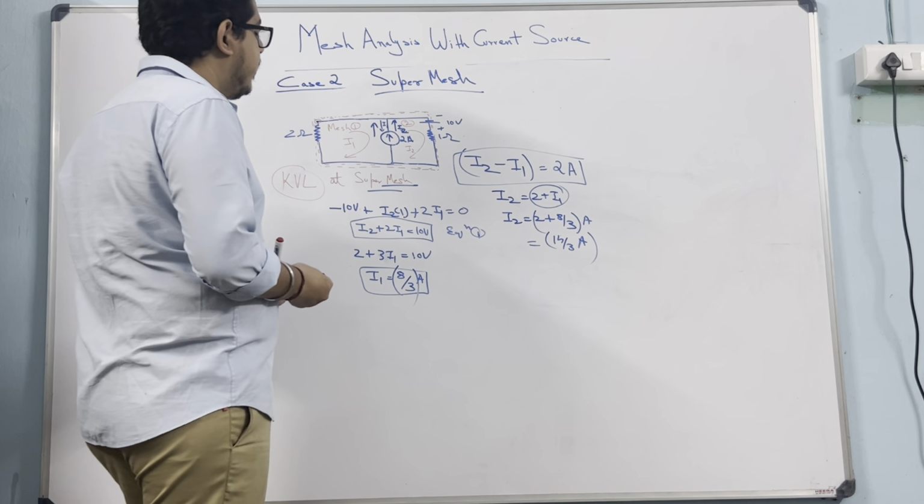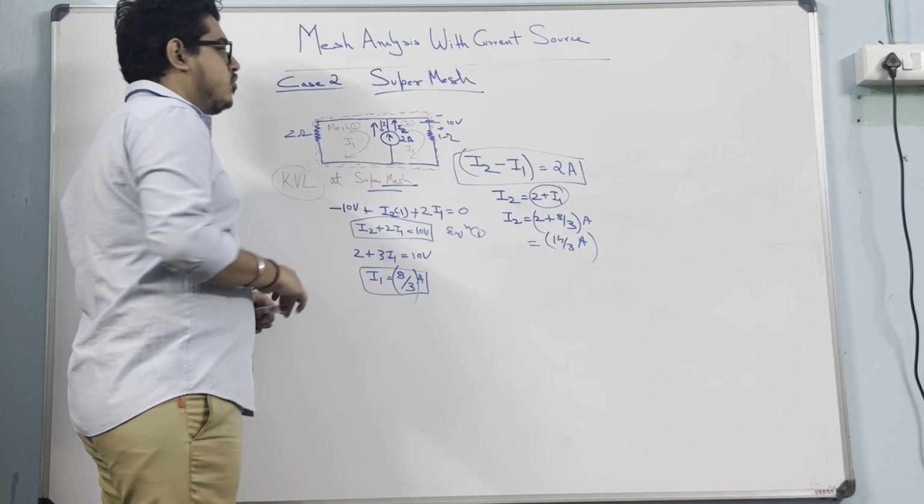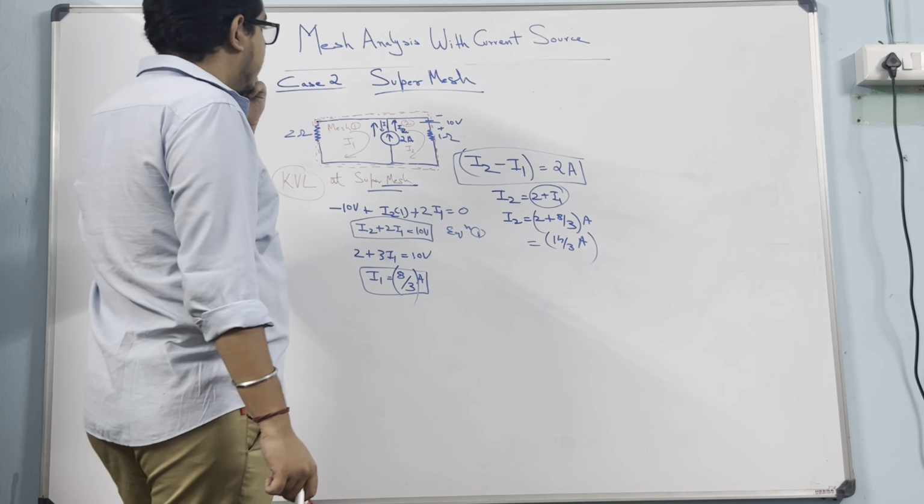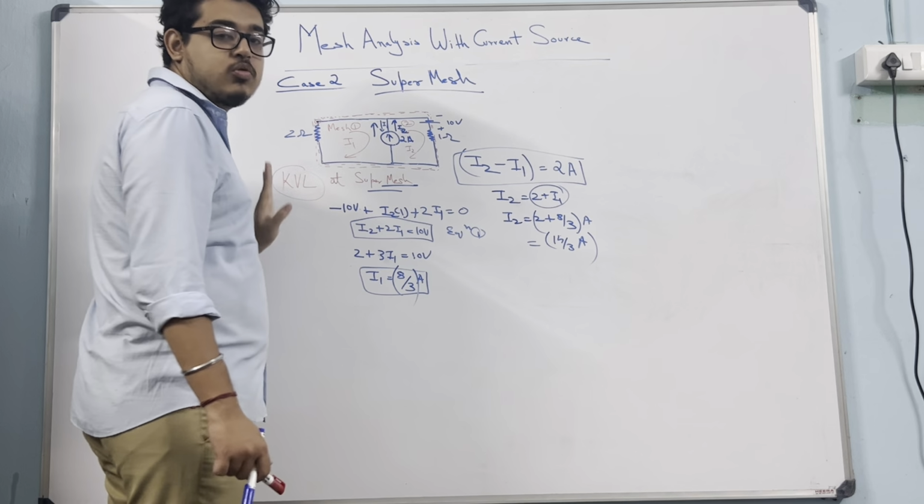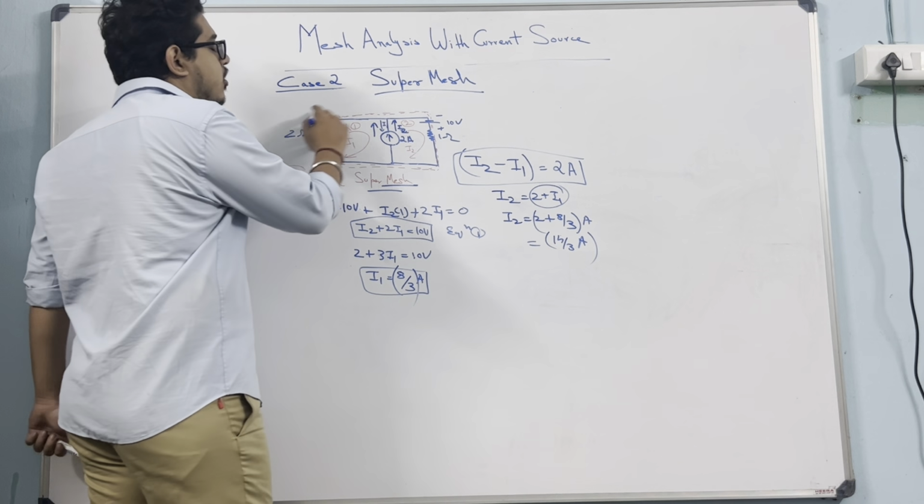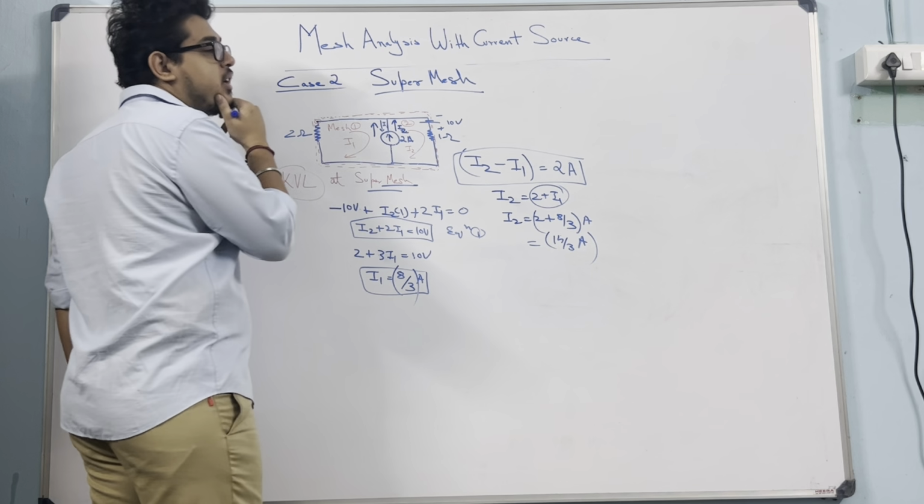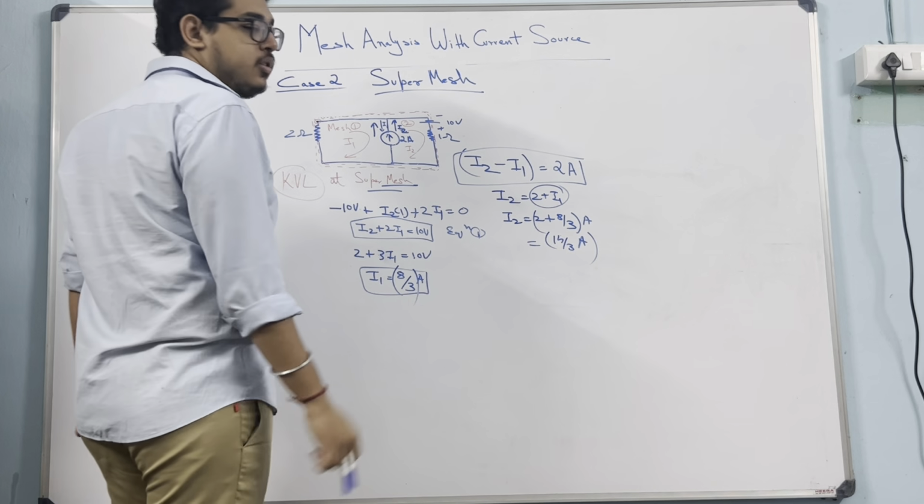So this is how we solve case 2 of mesh analysis, when a current source is in between the two meshes. We will have one equation in the supermesh form and one equation for the difference of current, which is maintained by the current source.